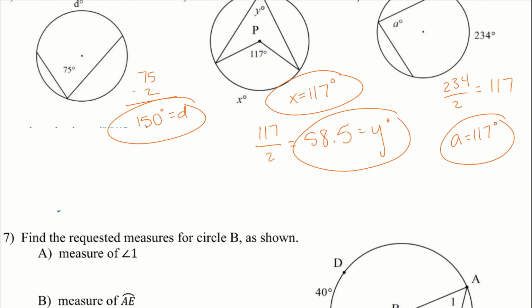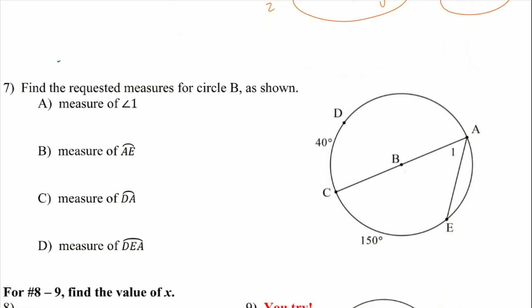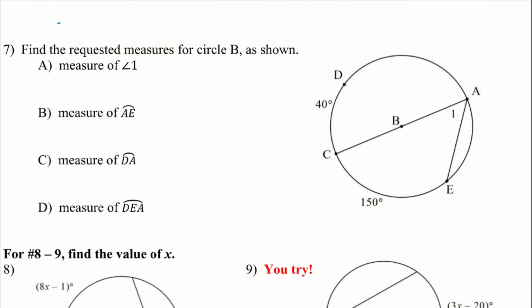All right, let's go ahead and try the next example. So number 7, we want to find the requested measures of circle B as shown. So let's first start with finding the measure of angle 1. So we have this inscribed angle here. And we know that the arc is 150 degrees, so to go this way, we need to divide by 2. So 150 divided by 2, I will get 75 degrees.